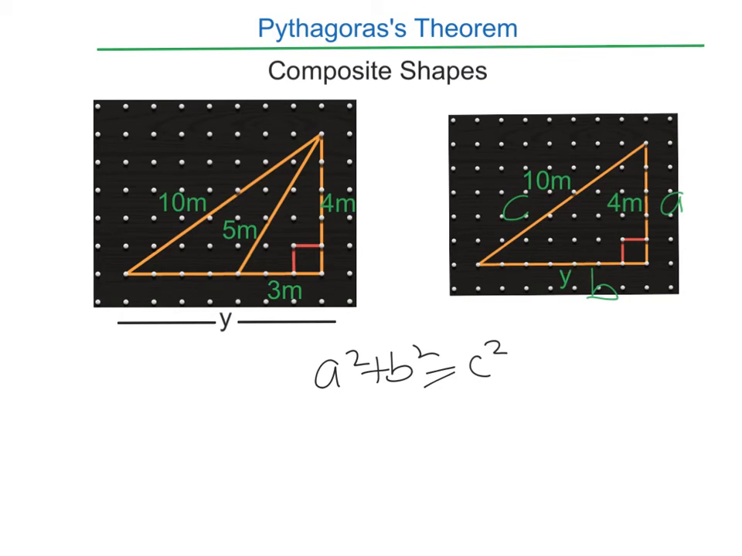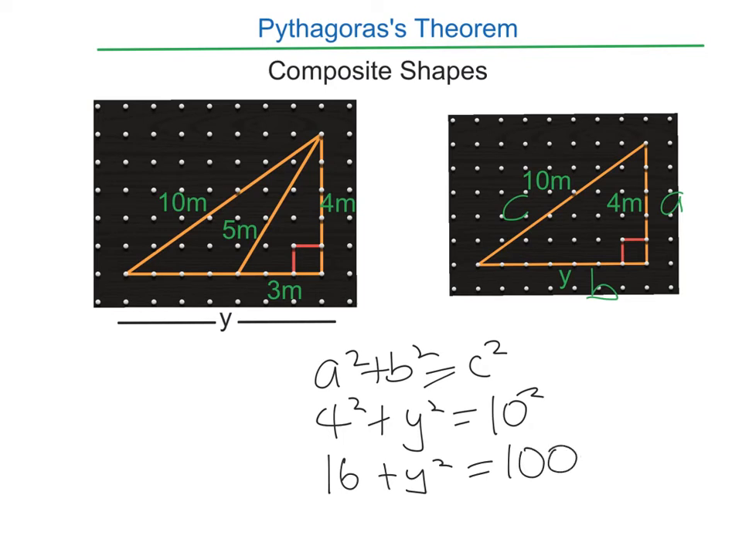So let's substitute in. So A squared, 4 squared. B, don't know. I might put Y squared there because that's what I'm trying to find out anyway. And C squared is 10 squared. So just substituting in, B and Y are the same thing. C is 10, A is 4. So let's see if we can work out what Y is. To find out what Y is, let's square 4 and get 16. We can't do anything with Y squared. Oh, 10 squared is 100.